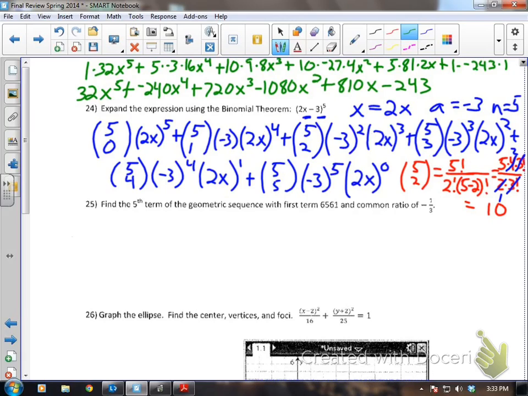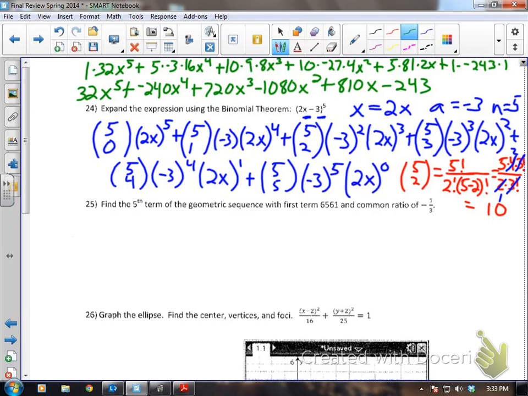Okay, now remember that when you work these out, you should have one more than n number of terms. So since n was 5, I should have 6 terms in my answer. So let's count them: 1, 2, 3, 4, 5, 6. My exponents of x should be counting down, so they go 5, 4, 3, 2, 1, and then x to the 0. Okay, good. And every other one, because my a is a negative, every other one will be a negative. So you'll notice that that's in there as well.